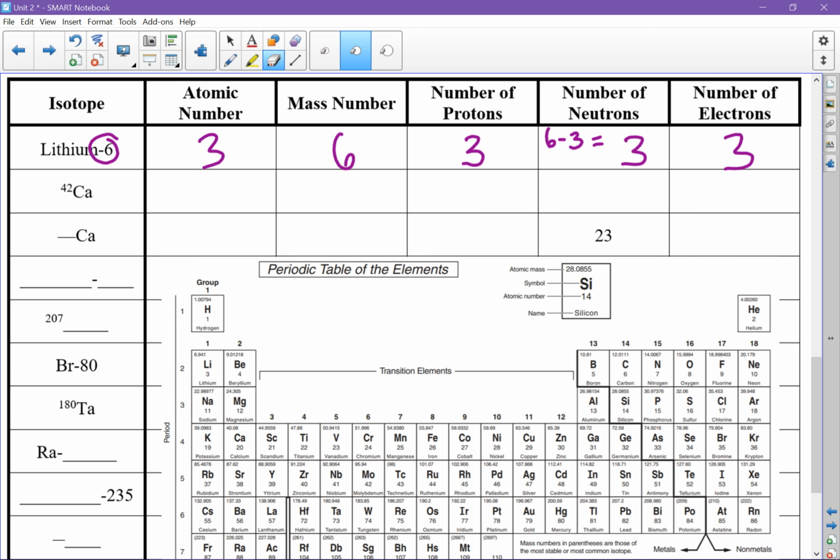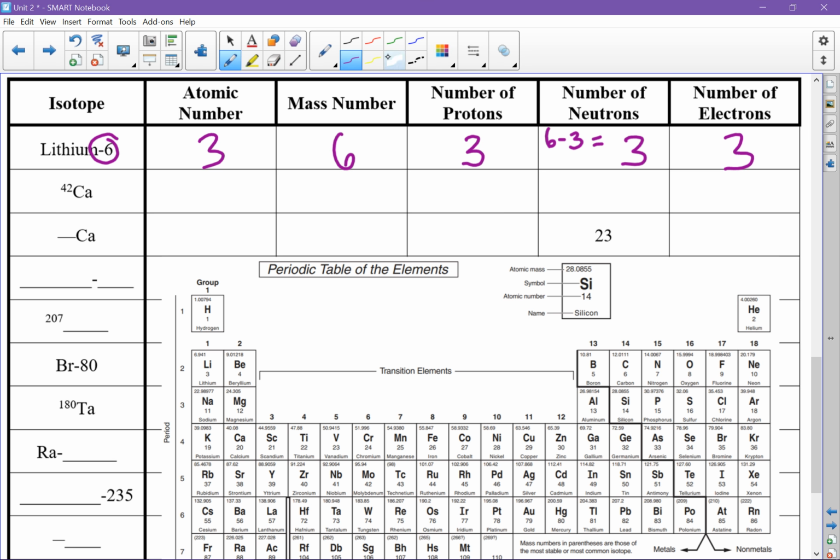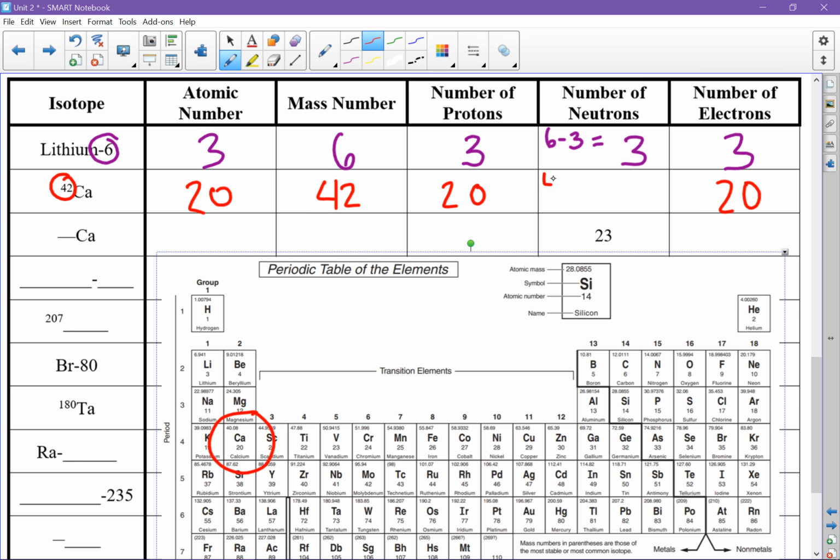Okay, if I look at the next example, so I see that I have calcium here, and so I'm going to find calcium right here. The atomic number of calcium is 20, which means that I have 20 protons and 20 electrons. But now I have this 42. That's the mass number that I have to use. So I'm going to calculate the neutrons with that. 42 minus 20. This thing has 22 neutrons.